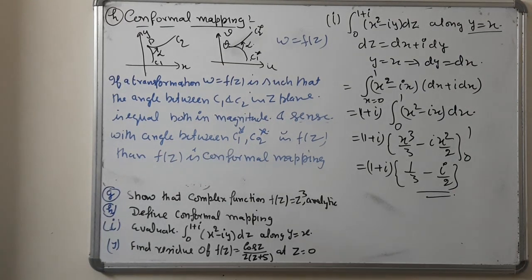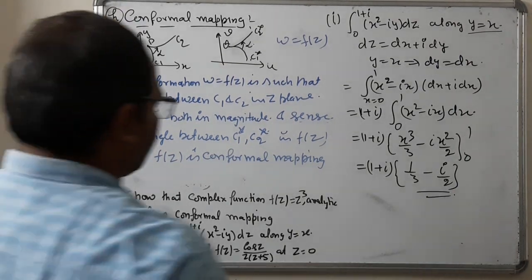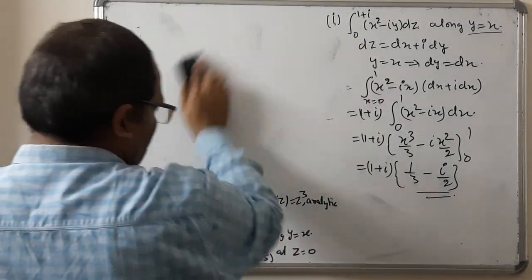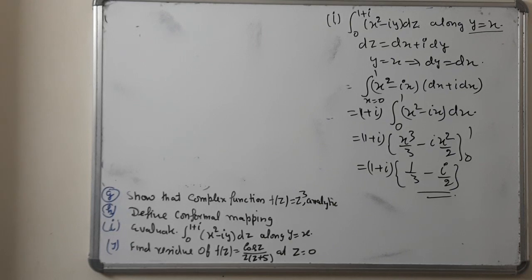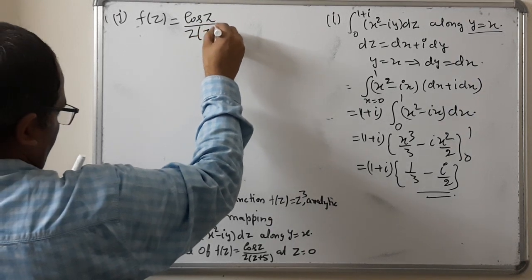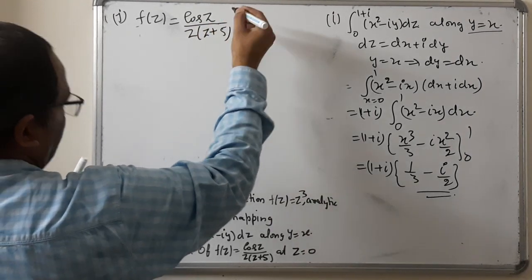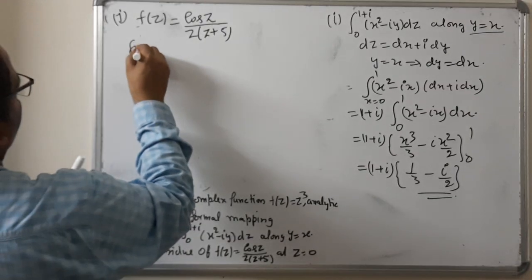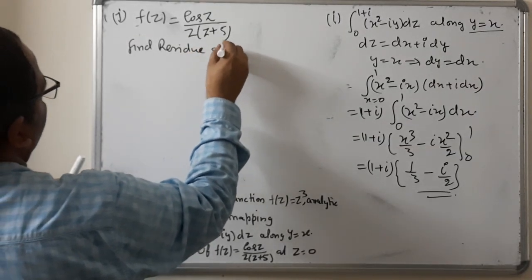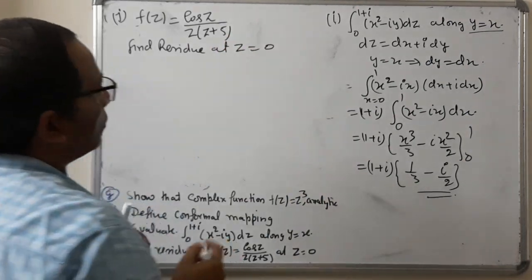Now the last part is to find the residue of f(z) at z equal to 0. This is the last part, the J part. The function f(z) is given as cosine of z upon z times (z plus 5). You can find the residue at z equal to 0.